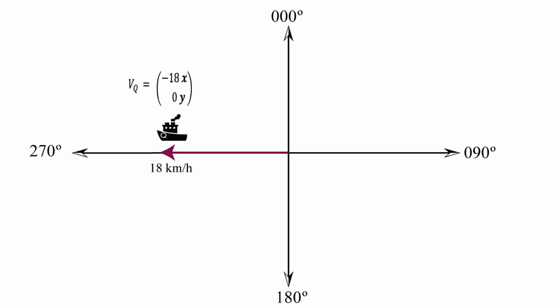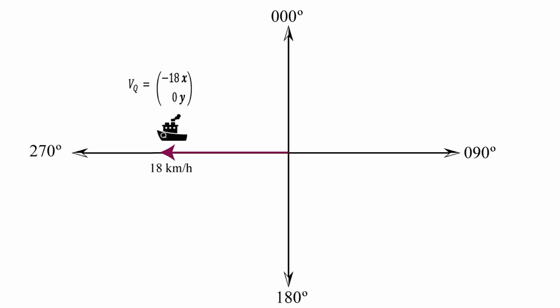There is boat Q travelling 18 kilometers per hour on a bearing of 270 degrees. This means it's travelling 18 kilometers per hour in the negative X direction. It's necessary to do that in order to get our components in a form we're familiar with manipulating. The velocity of Q is equal to negative 18 i. That means it's travelling 18 kilometers per hour in the negative X direction, and there are no components in the north-south, or Y, direction.